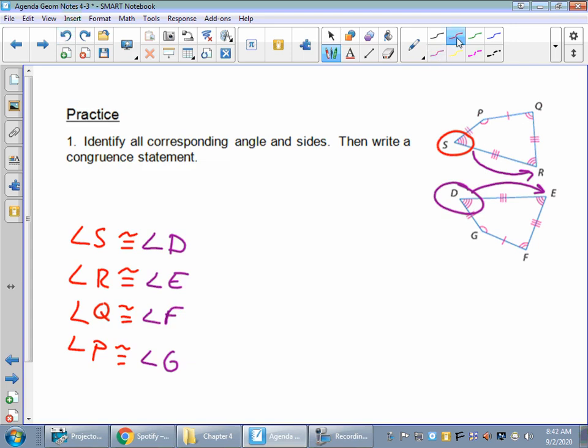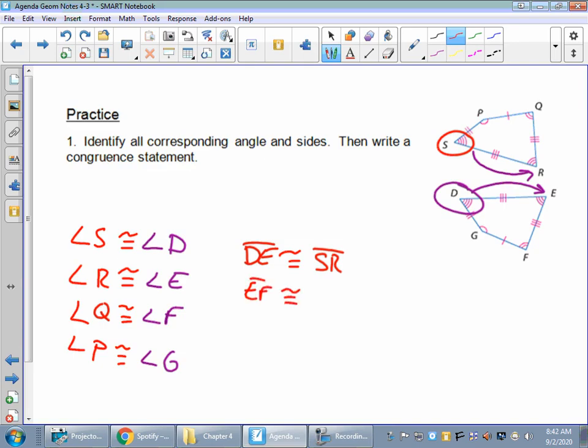If I started with, say, side, I could start with the other shape as well. If I said side DE, just to show you can do that. Side DE has 3 dash marks. So I'm looking for the side on the first shape that has 3 dash marks, and it would be side SR. Segment SR.